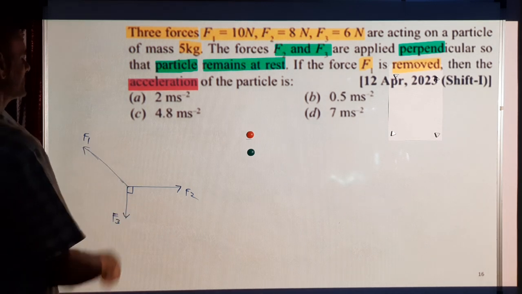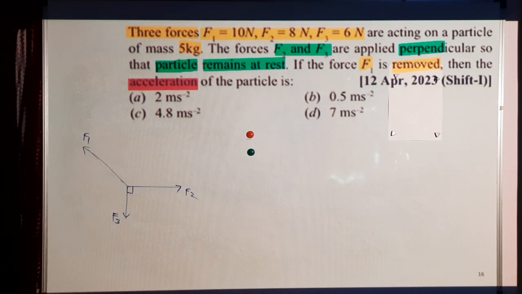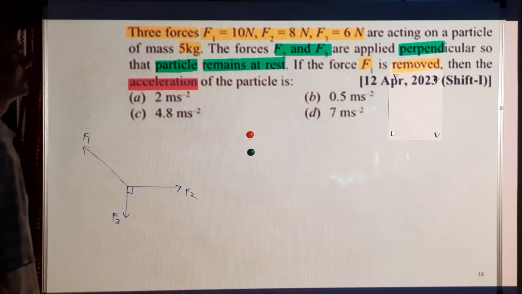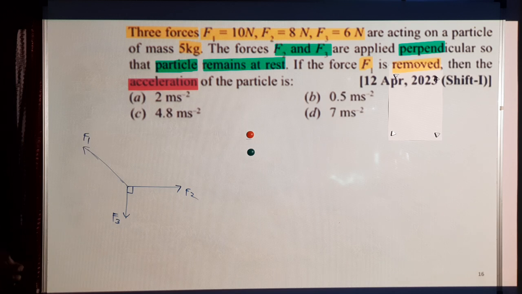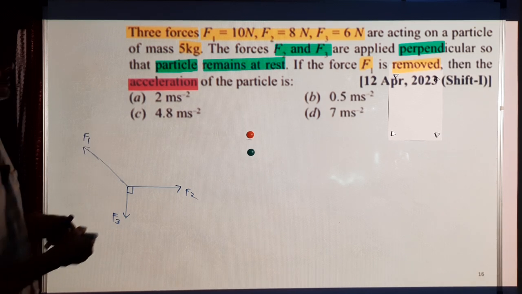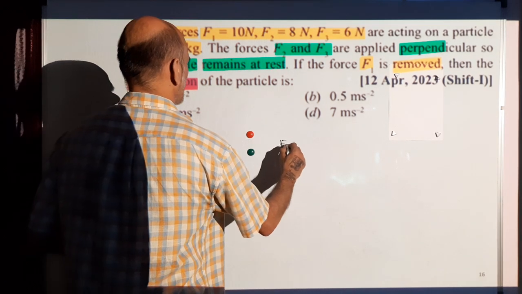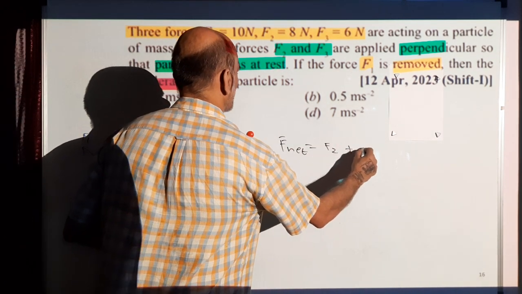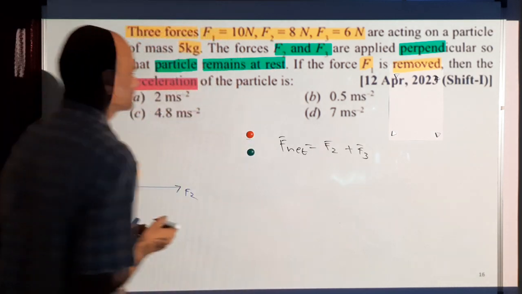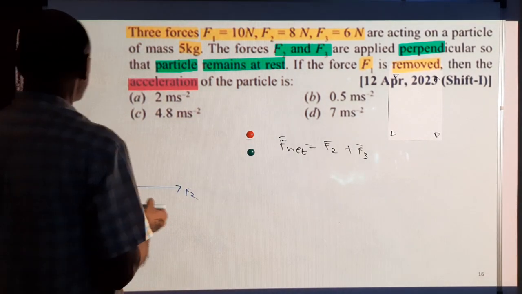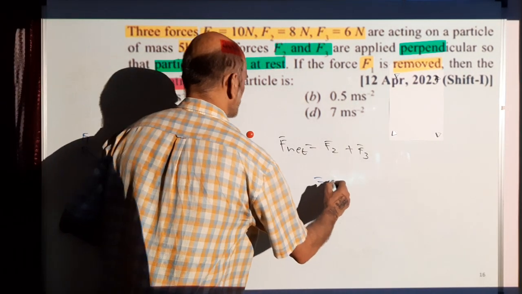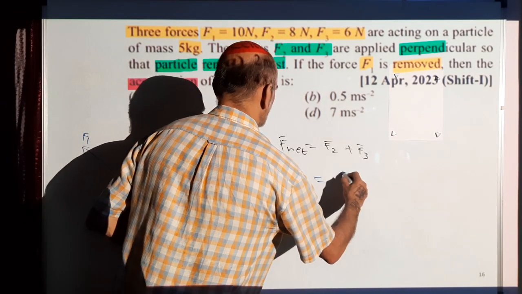So F1 plus F2 plus F3 vector is equal to 0 because the particle is remaining at rest. That means the net force is 0. So when F1 is removed, the thing will start moving because net force is not 0. Once F1 is removed, F net is second force and third force. When all the 3 forces are acting, the particle is at rest. That means F1 plus F2 plus F3 equal to 0. So F2 plus F3 is minus F1.